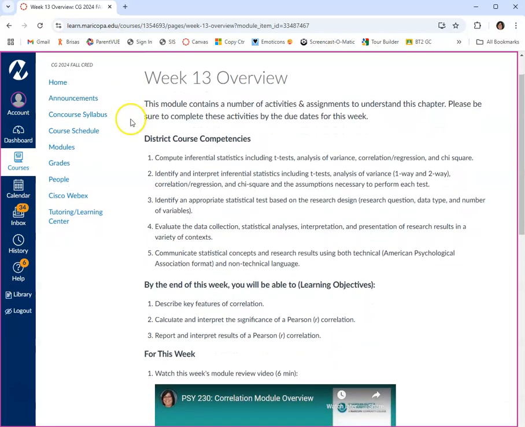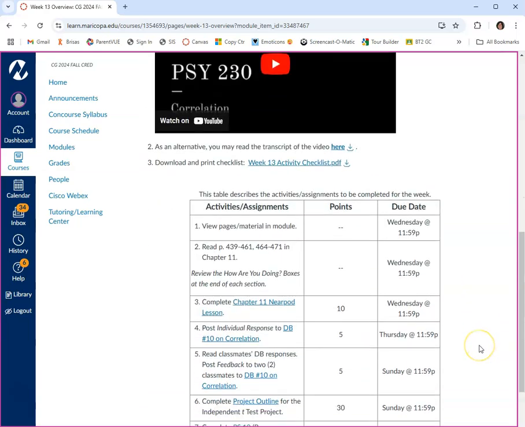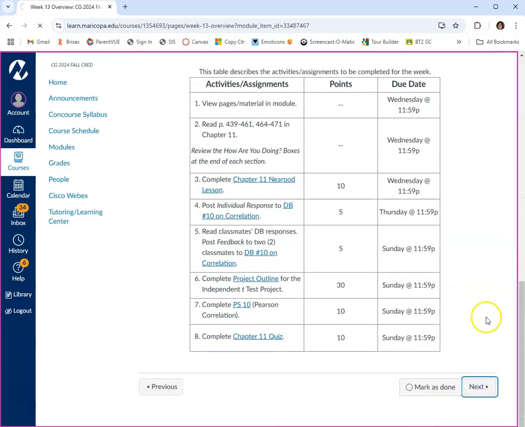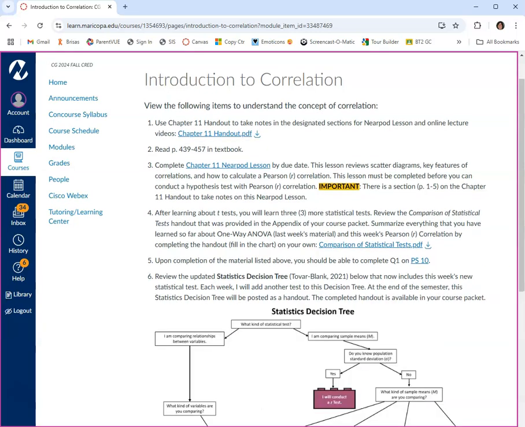By the end of this week, you'll be able to complete these district course competencies and learning objectives. For this week, please watch the module review video and view this week's activity checklist here. There are two sections this week. The first section is Introduction to Correlation.